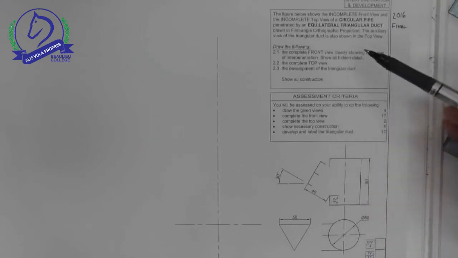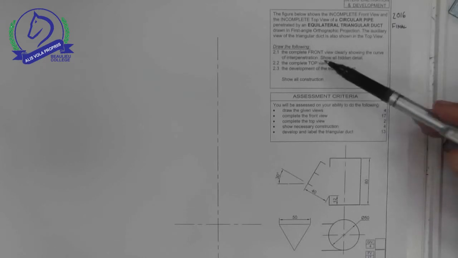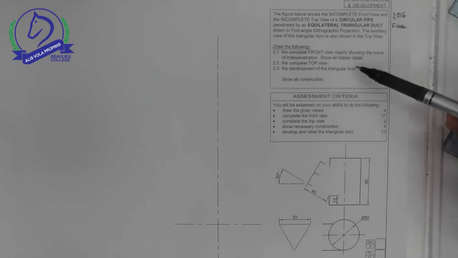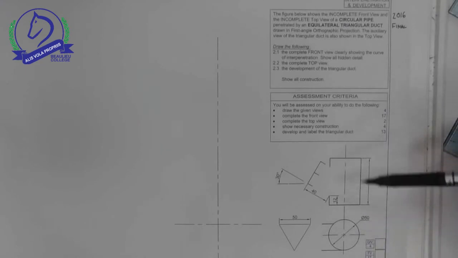So they've asked you to complete the front view showing the curve of interpenetration, complete the top view, and develop the triangular duct. Okay, so we need to draw the given views for 4 marks.